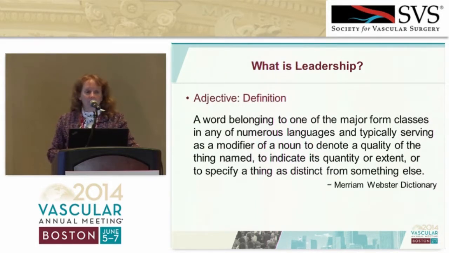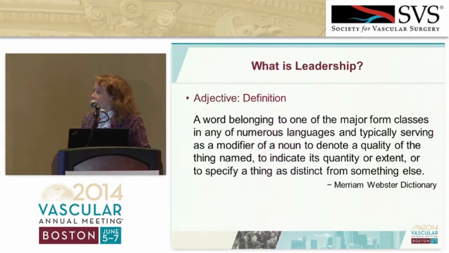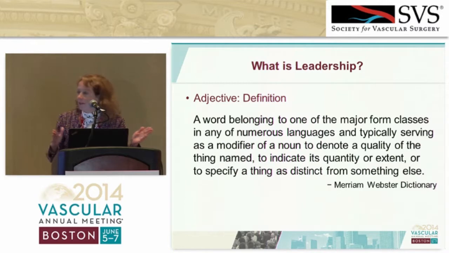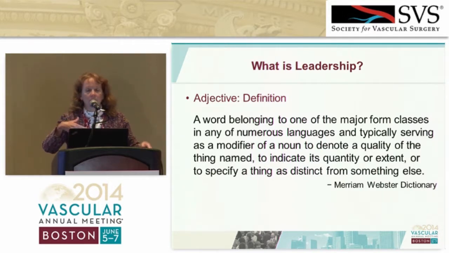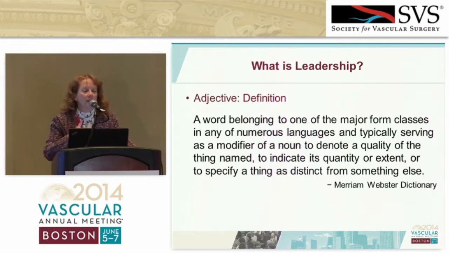So what is an adjective? Why is this better? It is a word belonging to one of the major form classes in any of numerous languages, so it's across the board, it's international, and it's a modifier. And that's what I want to tell you as you learn these new ways today. It's a modifier of a noun to denote a quality of a thing named, to indicate its quantity or extent, or to specify a thing as distinct from something else. So you're going to take your people that you're leading, your verbs and your nouns, and you're going to modify them. And you're going to look at what their strengths are and suggest ways they can even be better.